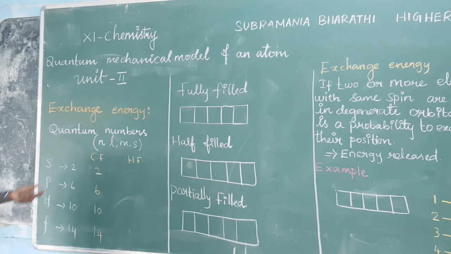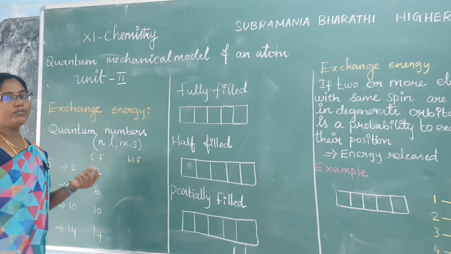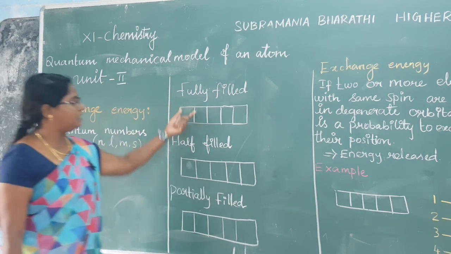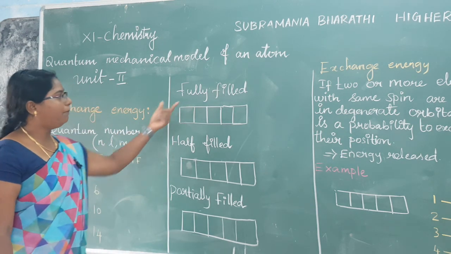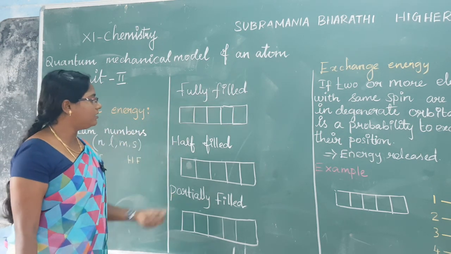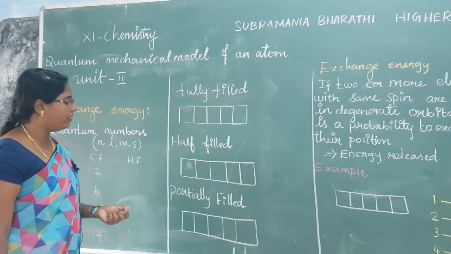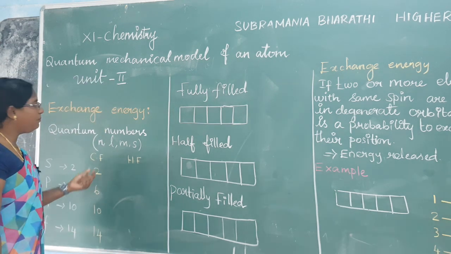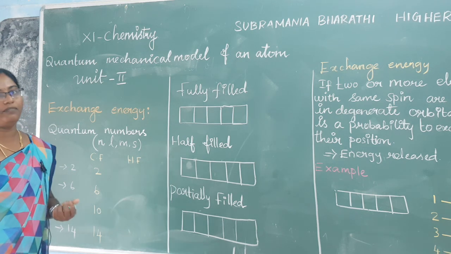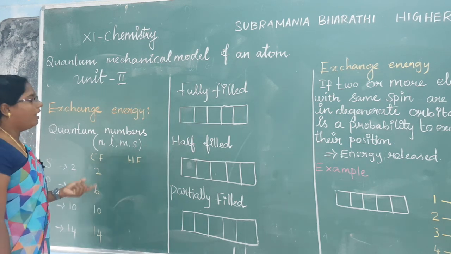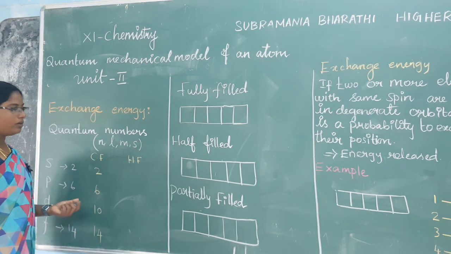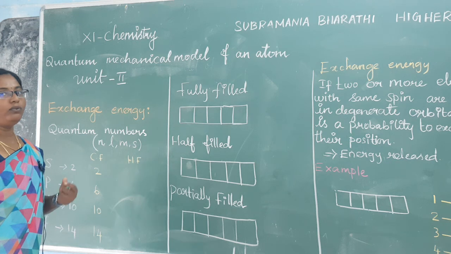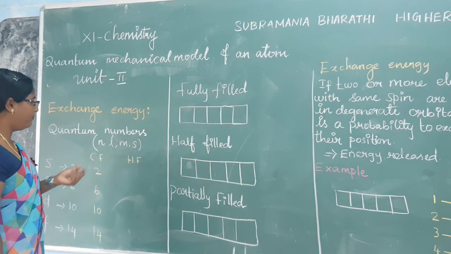In order to explain the exchange energy, you should learn these 3 terms. One is completely filled or fully filled, the second one is half filled, and the third one is partially filled. So let me explain what is completely filled electronic configuration, what is half filled, and what is partially filled. We know how to write the electronic configuration for an element.